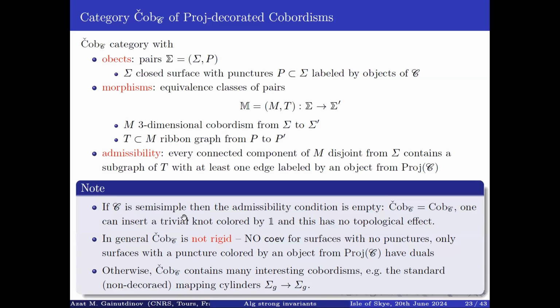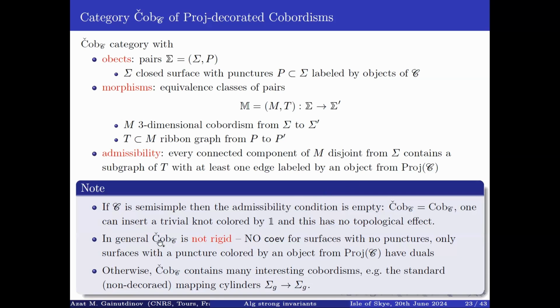So if C is semi-simple, then this admissibility condition is empty, because the tensor unit is projective and it changes nothing. So it's only when C is not semi-simple that it's a non-trivial condition.